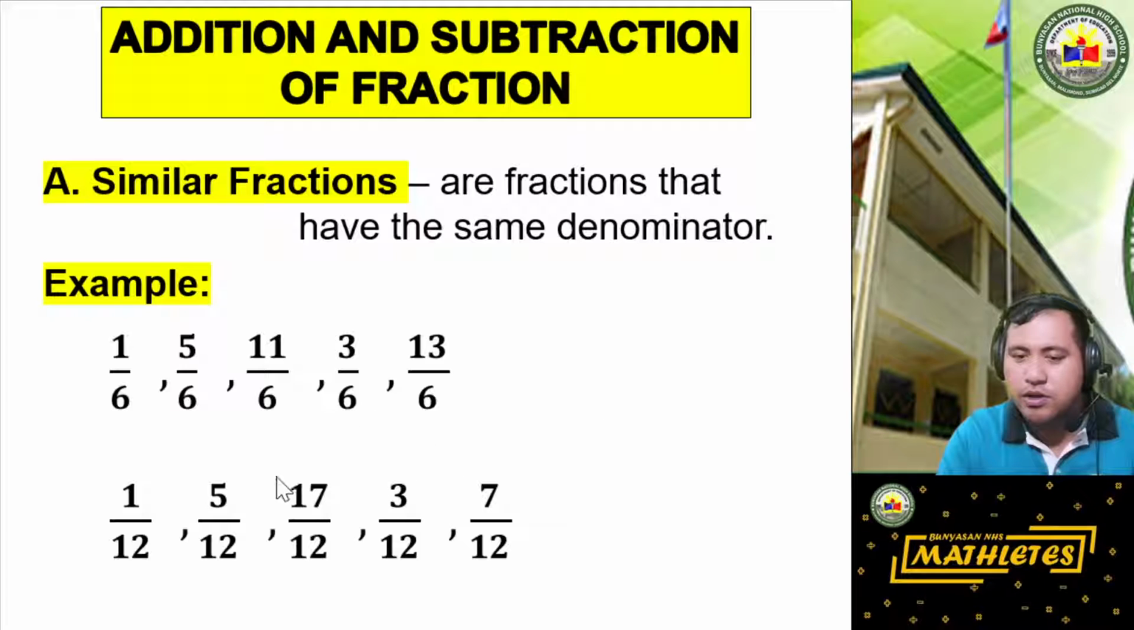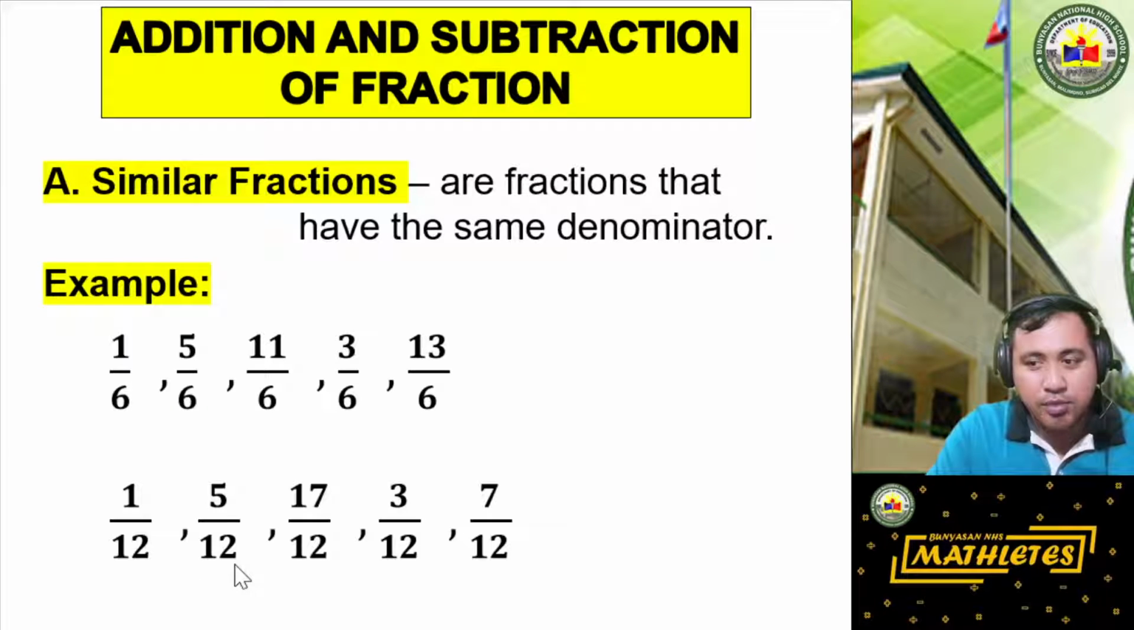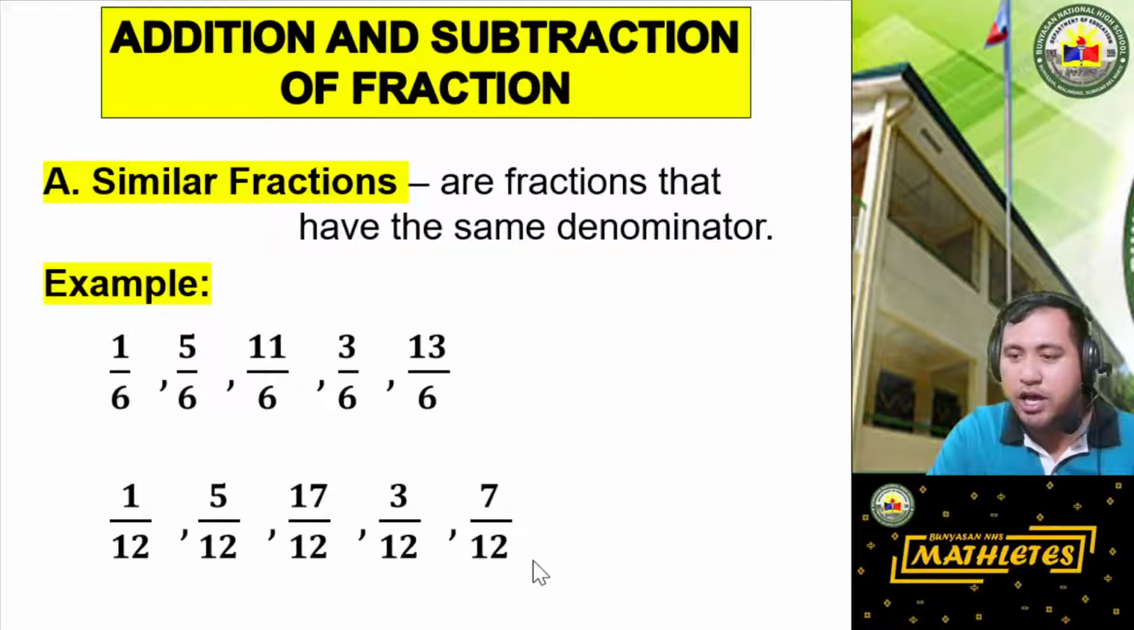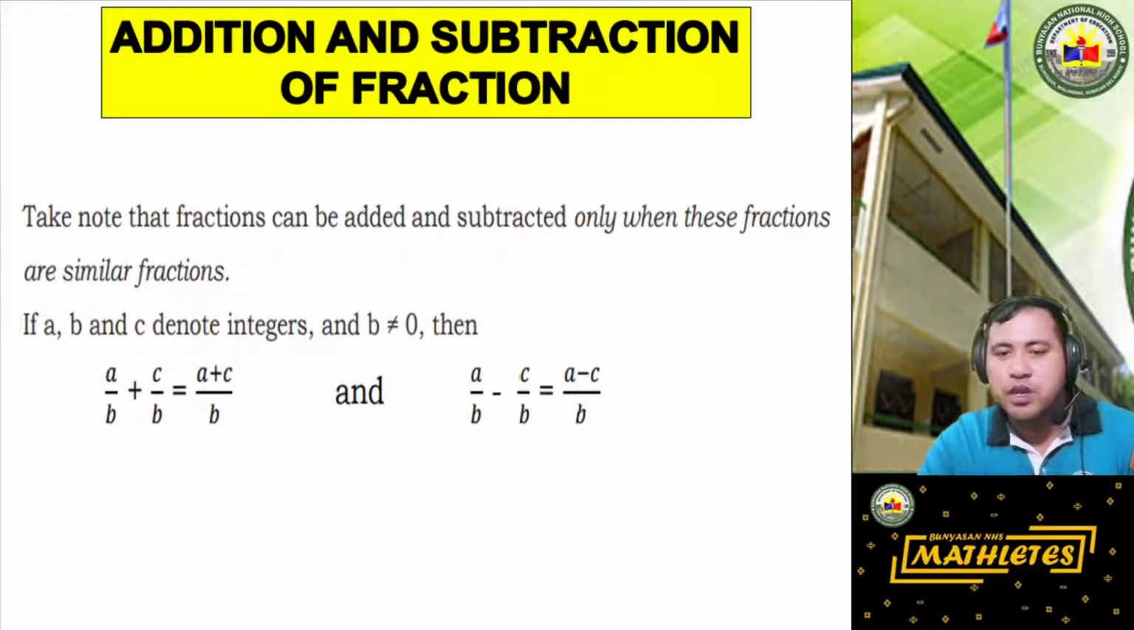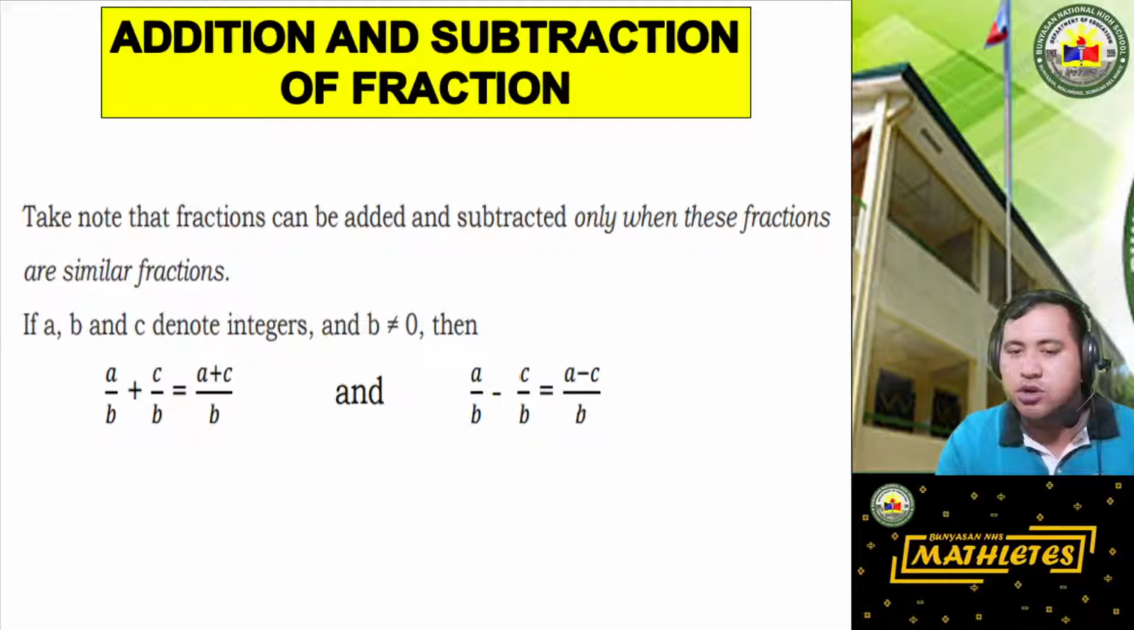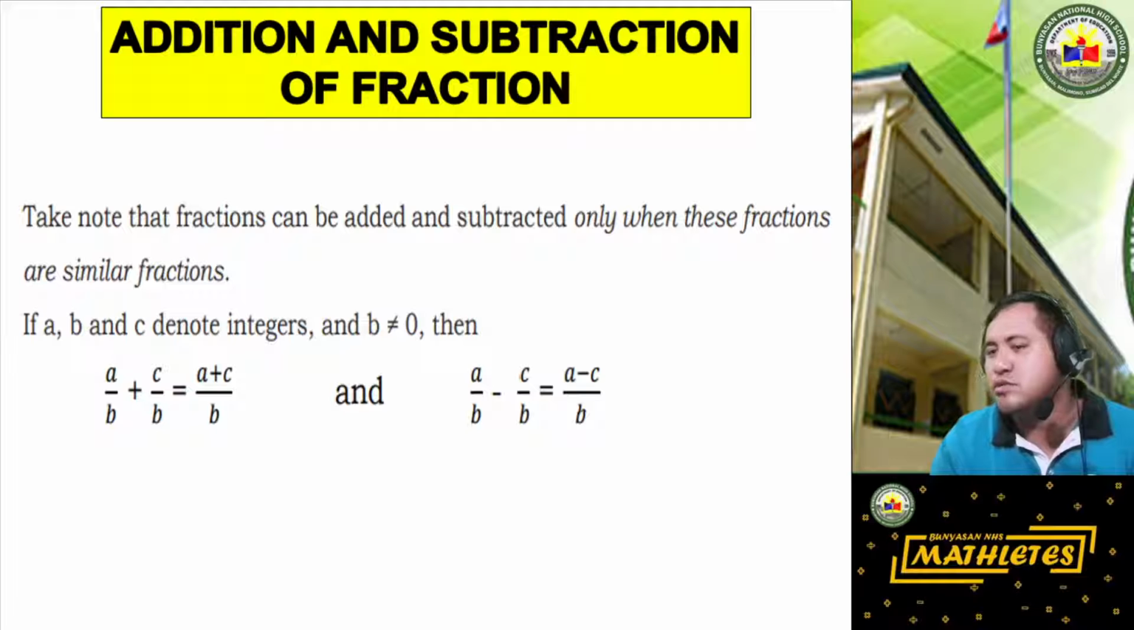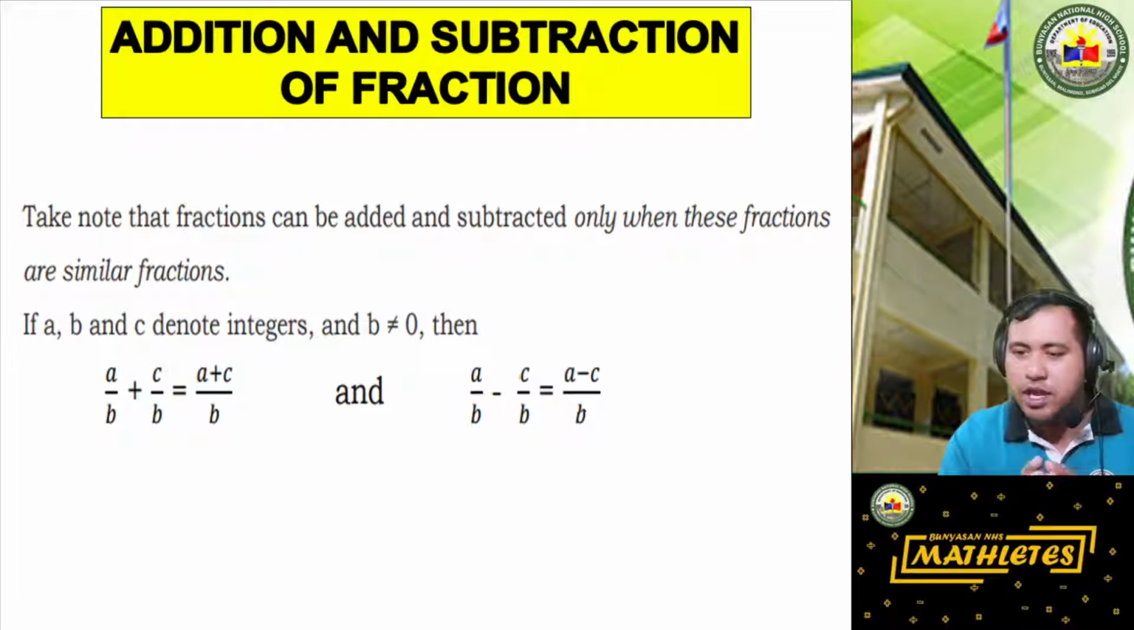Another example is 1 over 12, 5 over 12, 17 over 12, 3 over 12, 7 over 12. The denominator is still the same. Even if the numerators are not the same, as long as the denominator is the same, they are called similar fractions. Okay, take note that fractions can be added and subtracted only when they are similar fractions. If they are not similar, we need to transform them into similar fractions so that we can add and subtract.